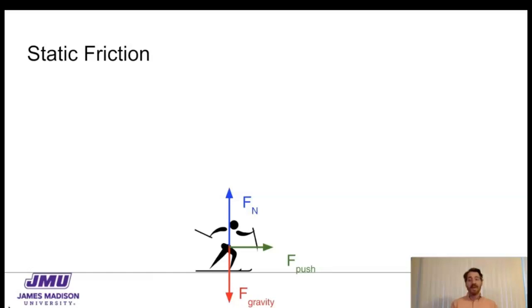So if they're not actually sliding across the ground, that implies that there's a force of friction here. In fact, it's what we call static friction. Static friction means that the object is stationary.